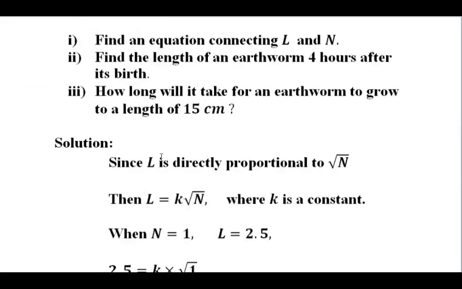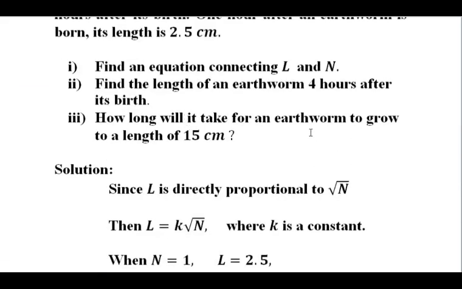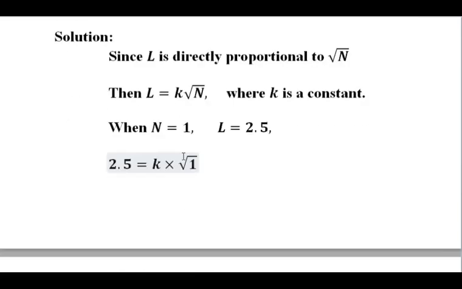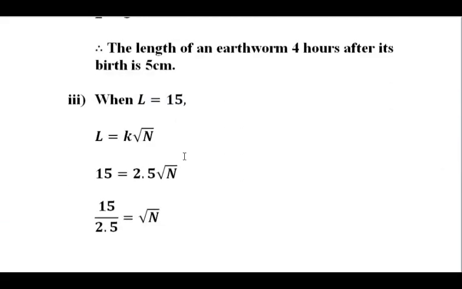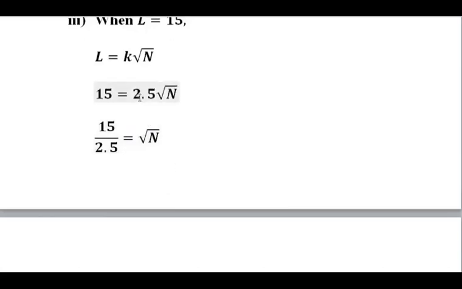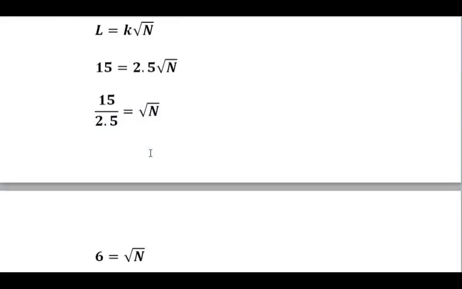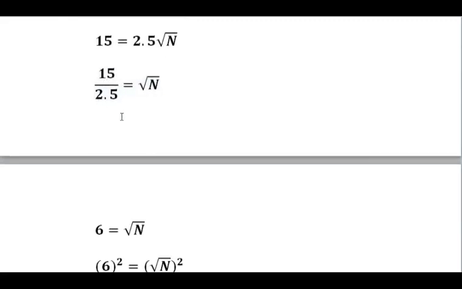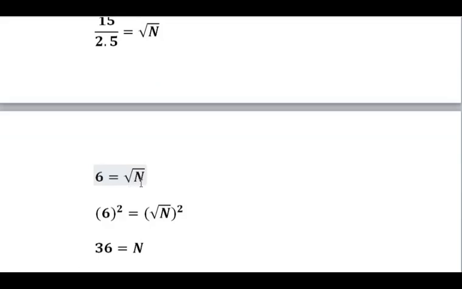Third part from this question is how long will it take for an earthworm to grow to a length of 15 centimeter? Here we have given length of the earthworm, which is 15 centimeter. So again the same equation, L equals k square root n becomes 15, which is the length of the earthworm, equals k, which is 2.5 square root n. We can also write this expression as 15 over 2.5 equals square root n. Now dividing 15 by 2.5, we get 6 equals square root n.